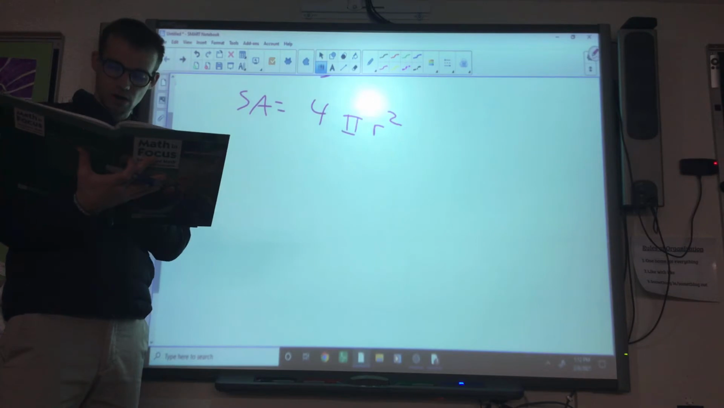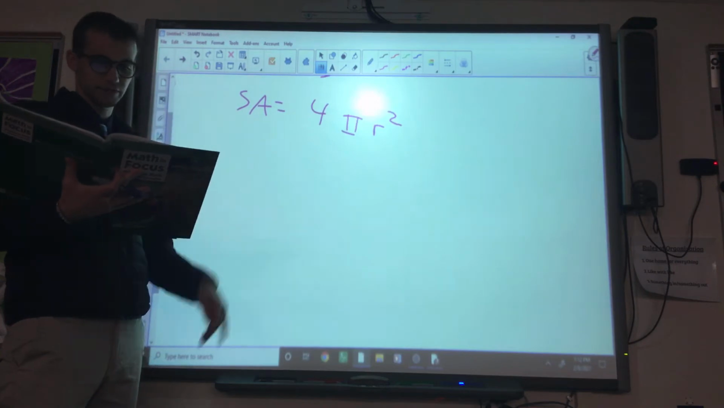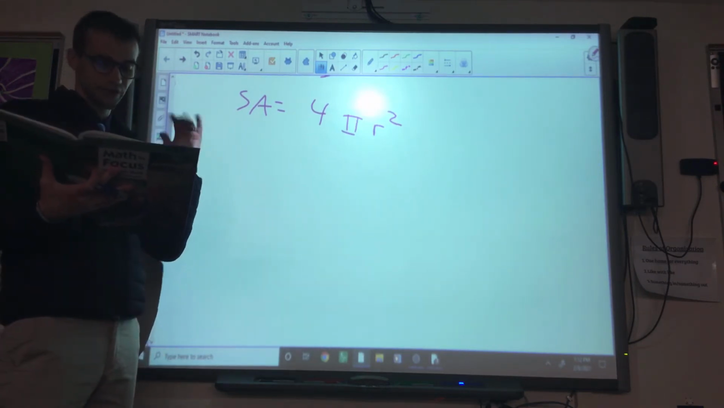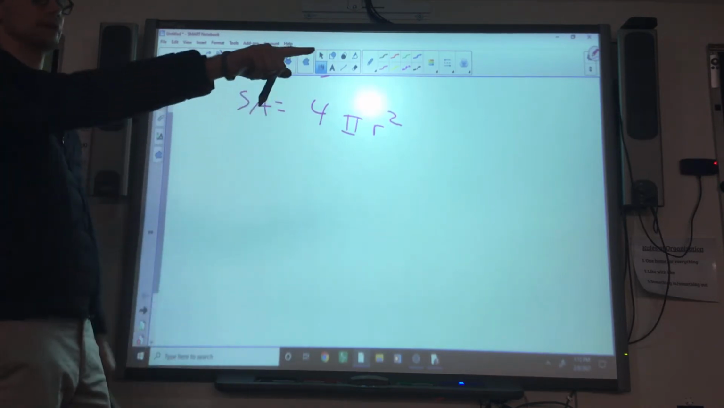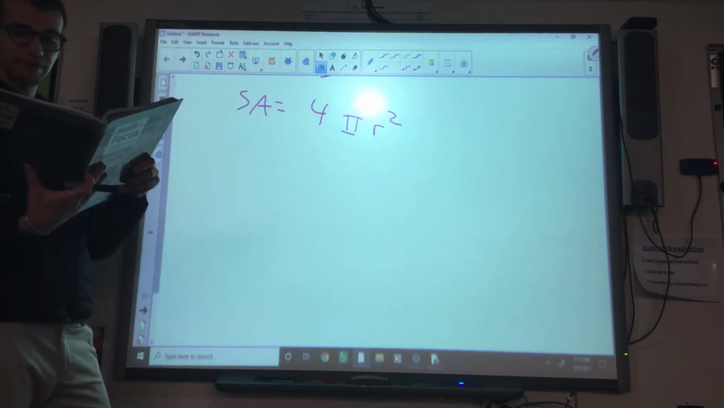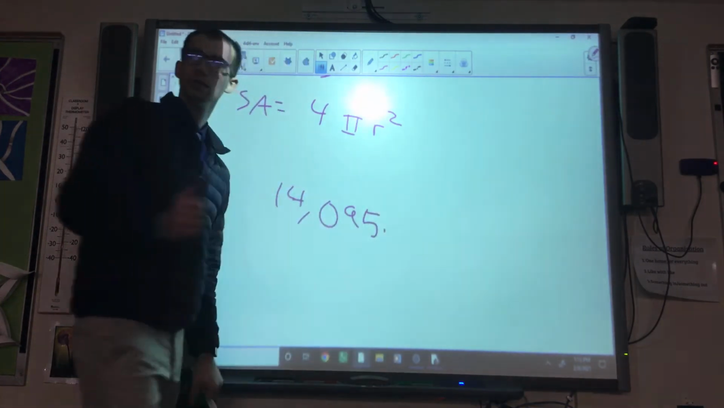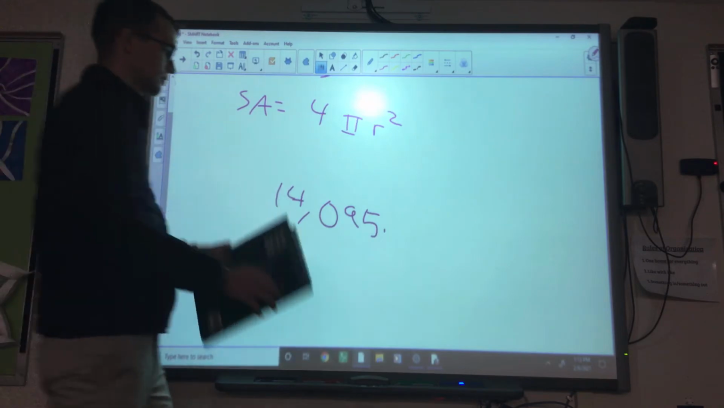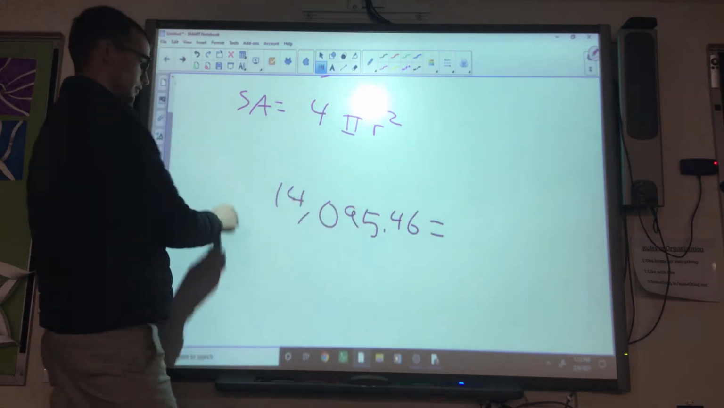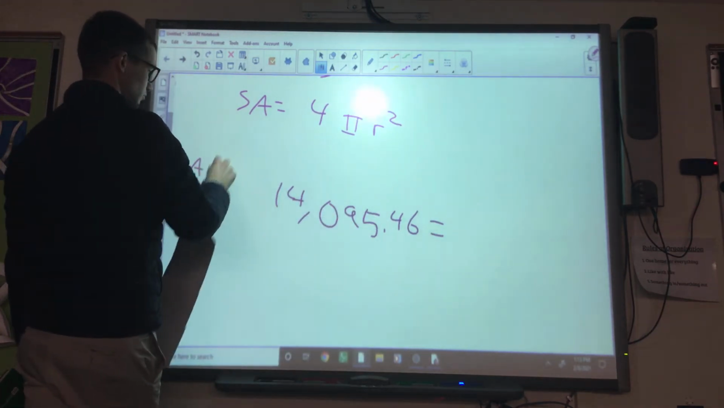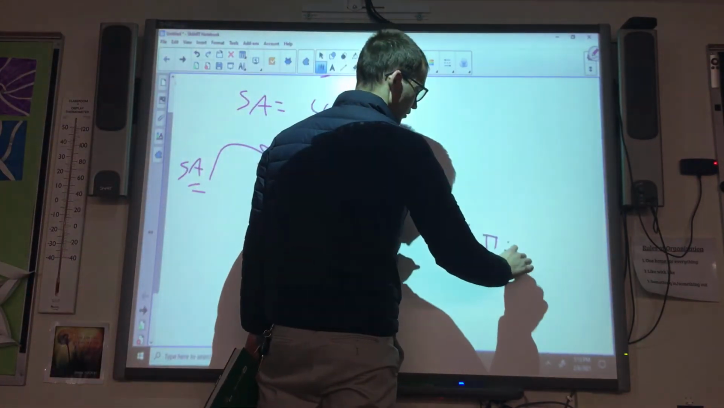Example 16, they just give you all the stuff, so we're just going to skip that. Guided practice 3, same thing. So example 17 on page 160, we're going to look at that. A tennis ball has a surface area of 14,095.46. Find the radius. So you write what you know: this is the surface area, so I write down that it equals 4 pi r squared.